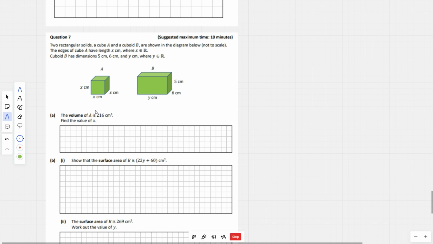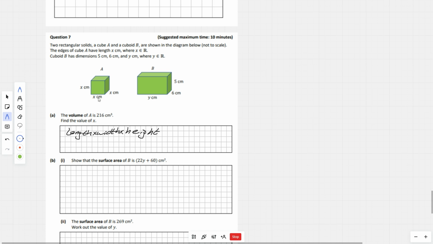So let's have a look at part A here. The volume of A is 216 centimeters cubed. Find the value of x. Let's look at how we approach it. Whenever we deal with volume or area, the first thing that needs to pop into your head is, what is the formula for this specific shape? For cubes, the formula is very simple. It's just length by width by height. That's for cubes and cuboids. So length by width by height, that's our formula.